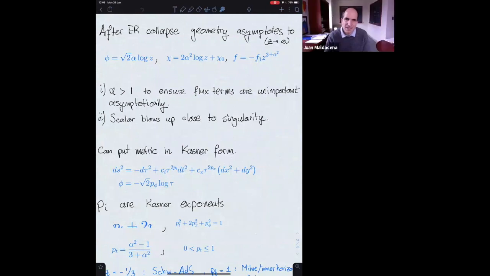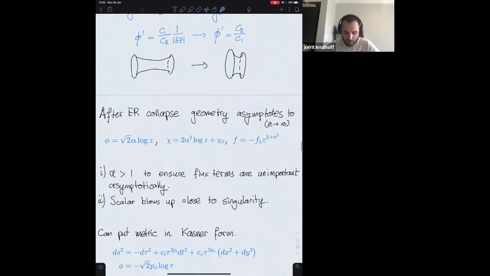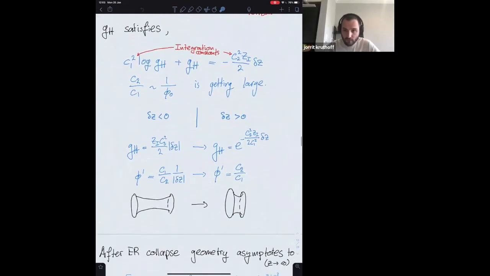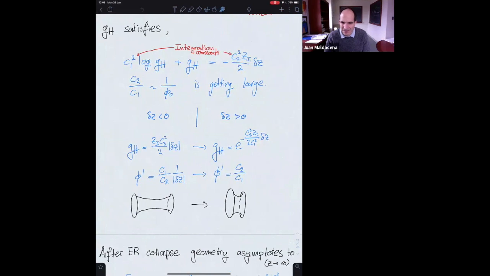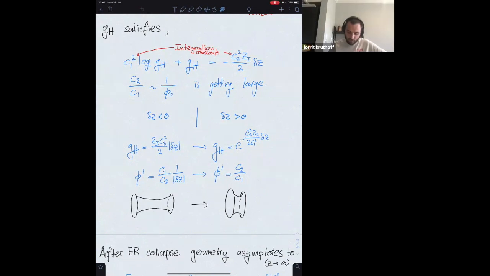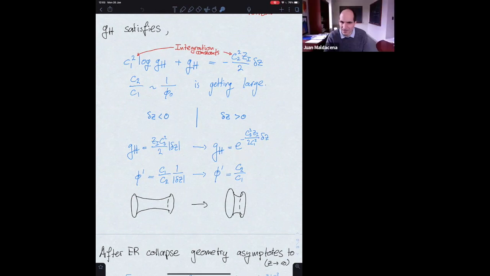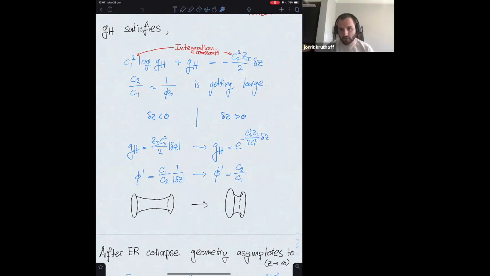Sorry, could you say again what it means to be after the ER collapse? What distinguishes that regime from the next regime we're going to study? So in this case, the metric is exponentially small, and the scalar field. Is the geometry singular? No, this geometry is not singular, but there's large curvatures. There's large curvatures, but they don't blow up. Okay.